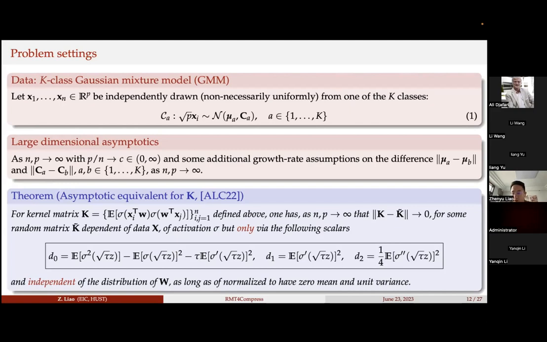So we have a very large degree of freedom in the design of this K tilde. Changing the activation function sigma or the distribution will not change the behavior of K tilde, and as a consequence of this result, will not change the behavior of the kernel matrix. And this allows us to do the compression.